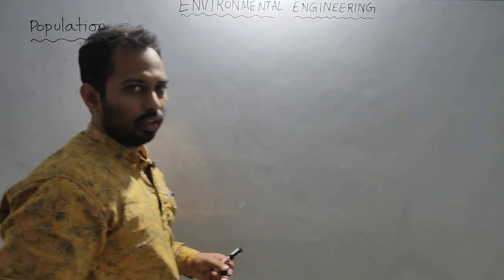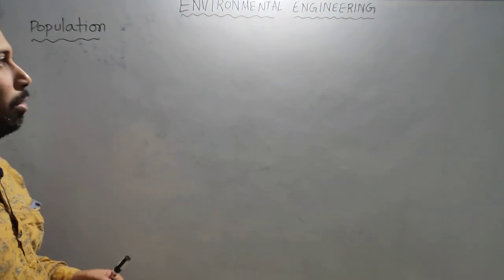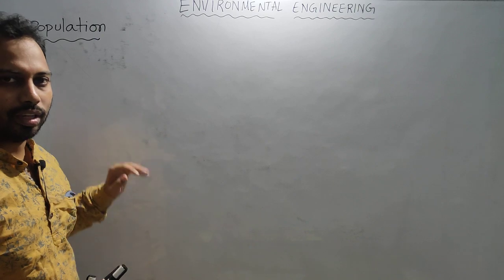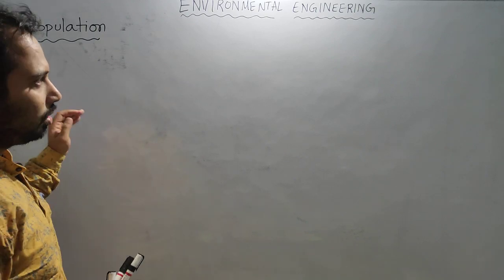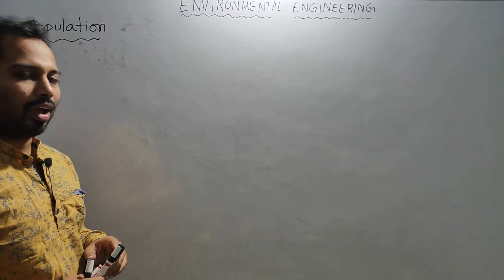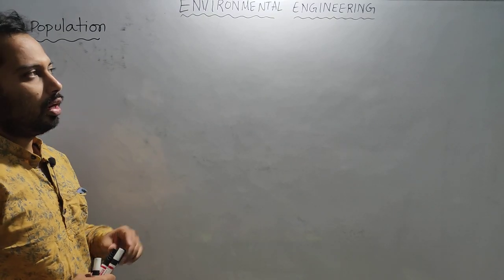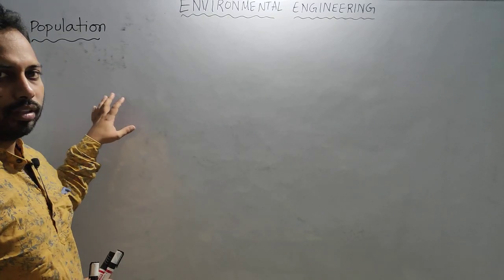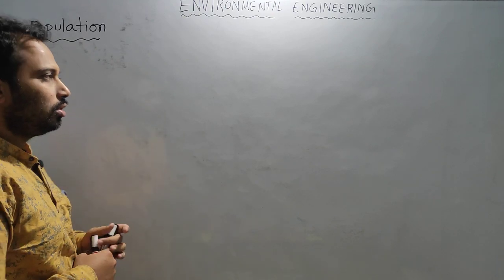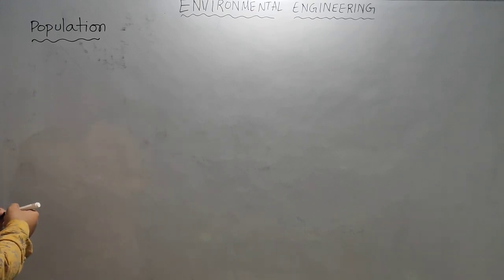So in the previous lecture we discussed the arithmetic mean method. In this lecture we are continuing population forecasting using different techniques. In this, we are going to tackle the portion where we have rapid growth. Earlier we discussed the constant growth concept. If there is constant growth, that means the graph will be like this.